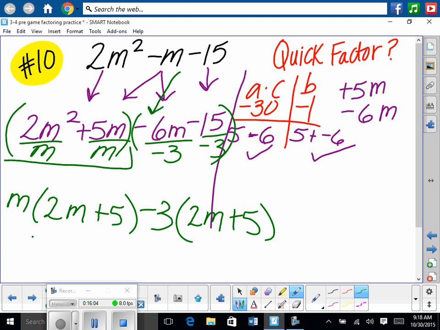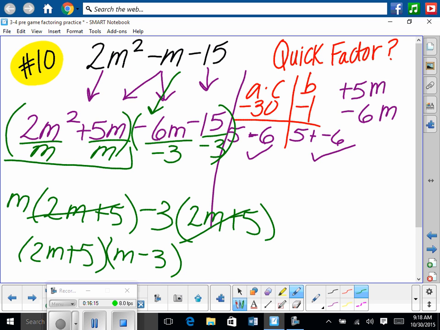So we pull that out. So we pull out 2n plus 5. So then it divided out. That leaves me with n minus 3. And we're done. Long factoring didn't take that long. A little bit more work. Any questions? Okay, so I'm going to have you do it now by yourself.